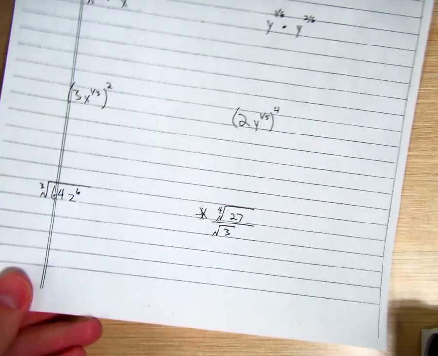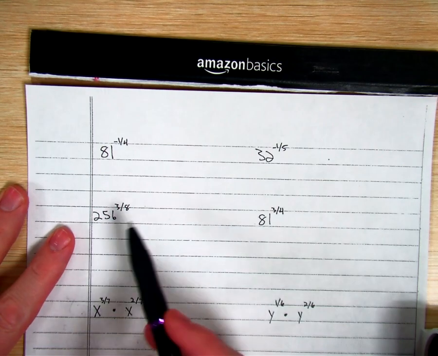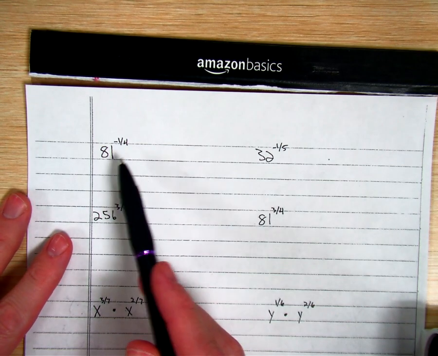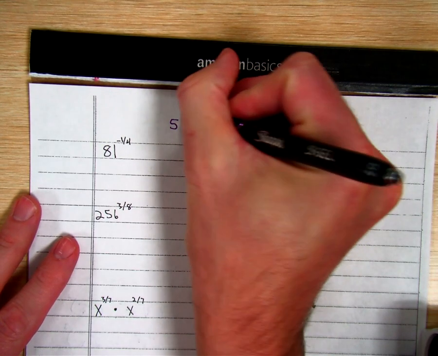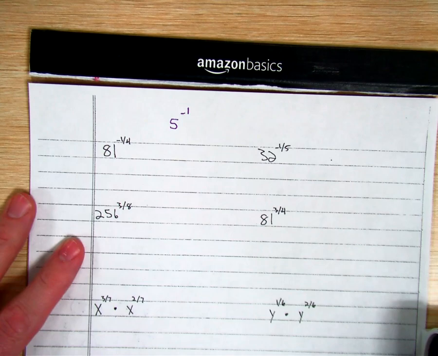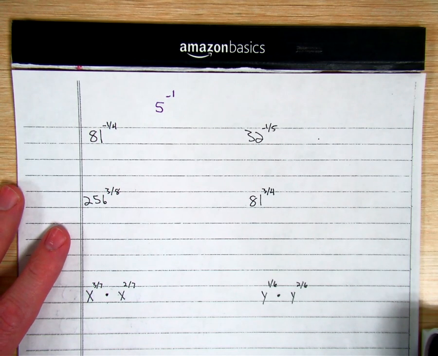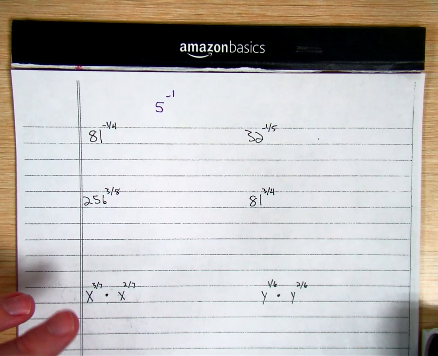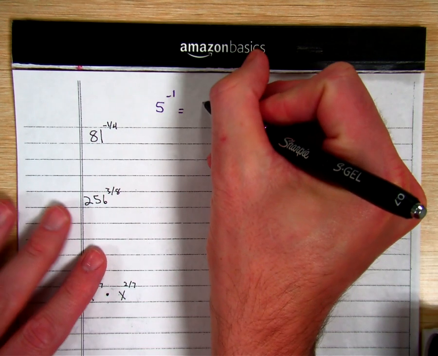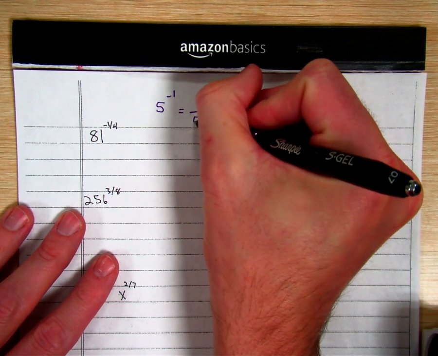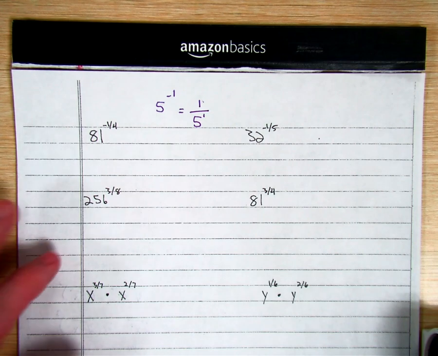What else do we have with this one? Ooh, a negative exponent. Okay, so before we do 81 to the negative 1/4, let's think about what, like 5 to the negative 1, or the negative 1 exponent is. Okay, a negative exponent just is the reciprocal, it flips it. So 5 to the negative 1 power would be the same as 1 over 5 to the positive 1st power. It just flips your exponent upside down.